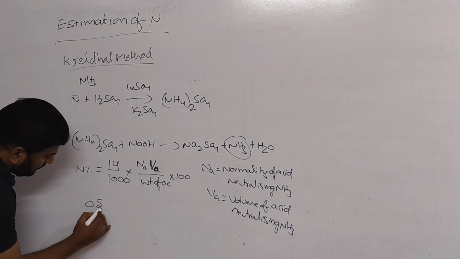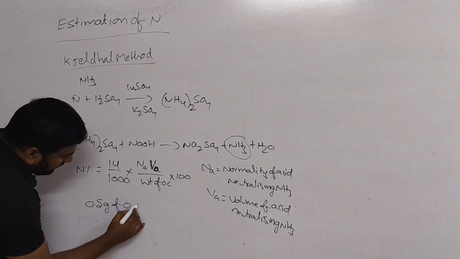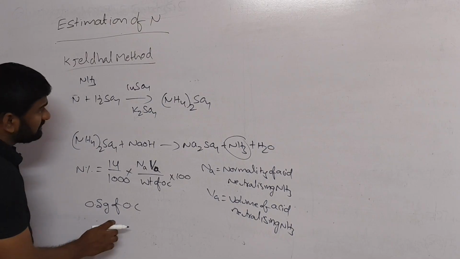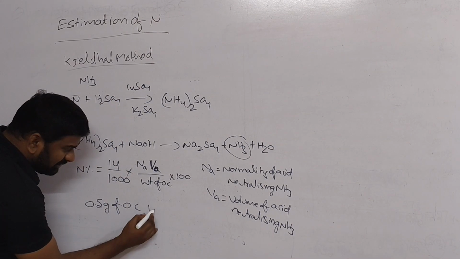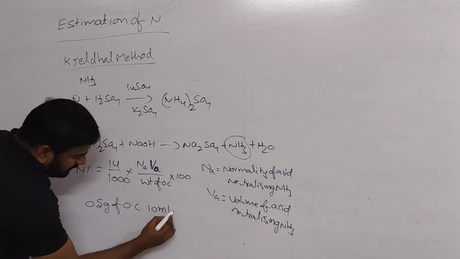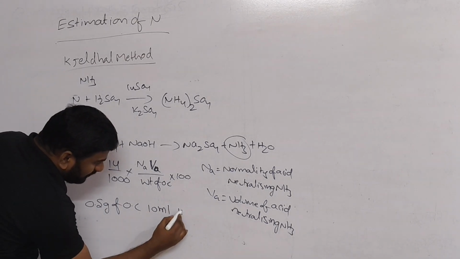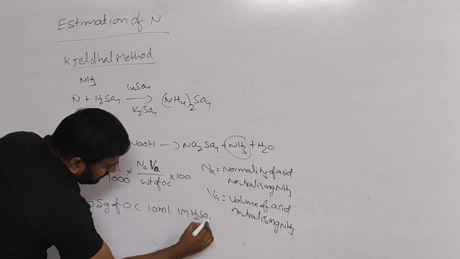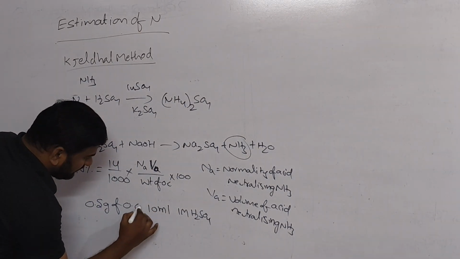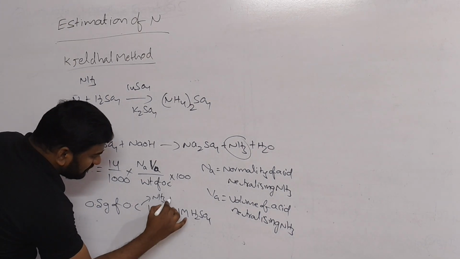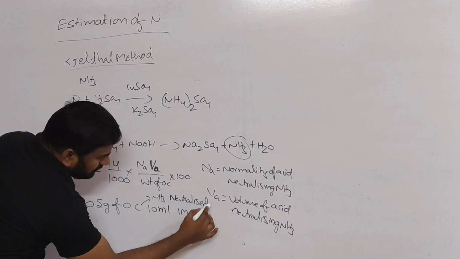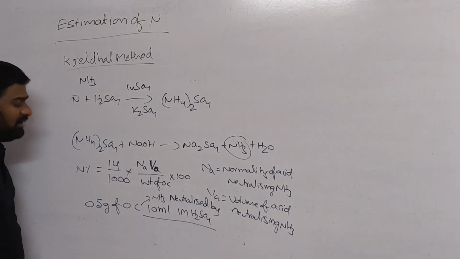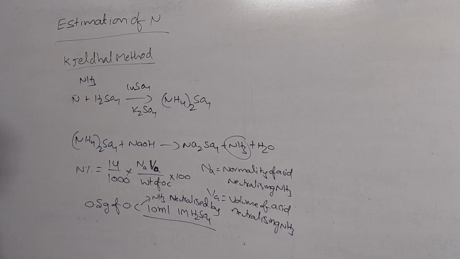Let's see one example. 0.5 grams of organic compound containing nitrogen is subjected to the Kjeldahl method, and it gave NH3. That NH3 is neutralized by 10 ml of 1 molar H2SO4. Then what is the nitrogen percentage?